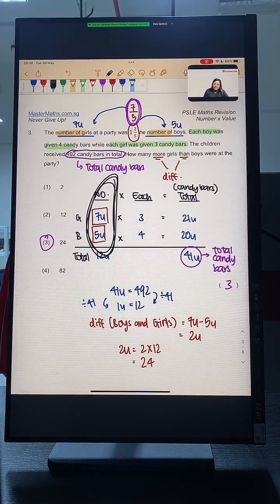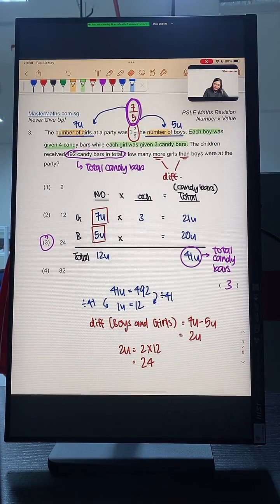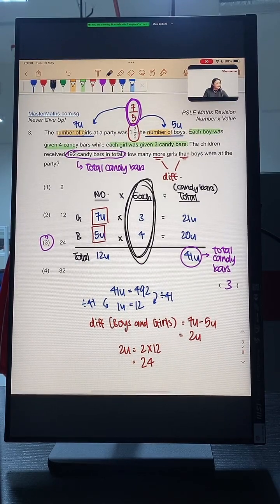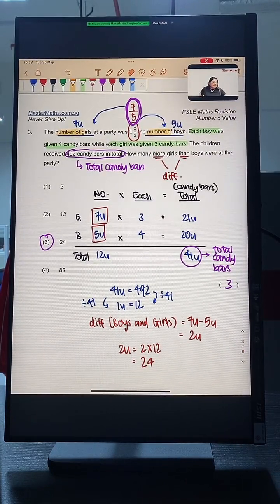Okay, then after that, the each is very simple. The question gave you, so you just plug it into your table. Girl, each is 3. Boys, each is 4. Okay, this one from the question. Then you multiply to get the total. So 7 units times 3 gives you 21. 5 units times 4 gives you 20. Total is 41. Okay? Once you have organized all your information, you come up with the total row.